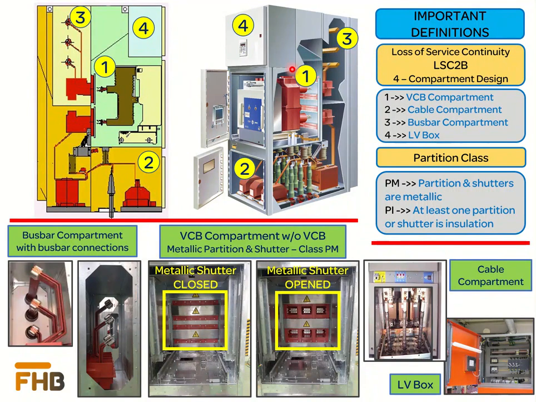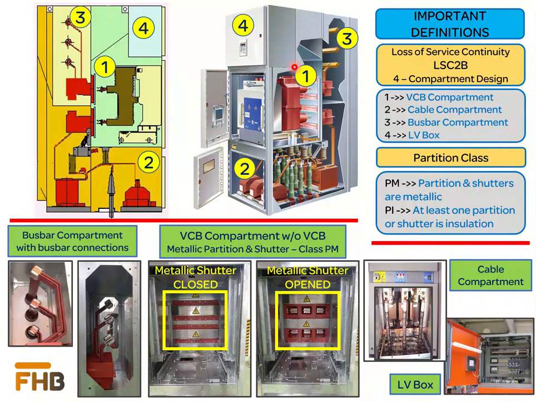First is the circuit breaker compartment, where the circuit breaker is placed and is operated. Second is the cable compartment, where the incoming or outgoing power cables are connected. Cable compartment also contains components such as current transformers, voltage transformers, earthing switch and the surge arresters. Third is the busbar compartment, where the main busbar runs and connects one switchgear to the other. LV box, where all the control and protection components are installed, is considered as the fourth compartment.